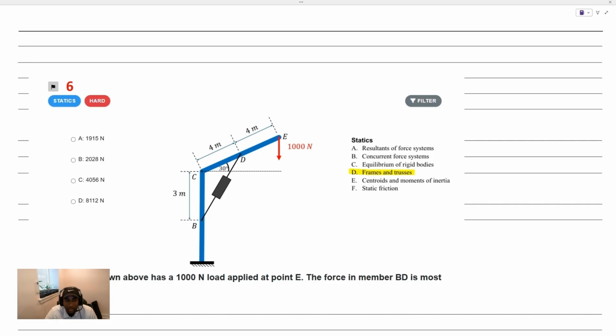We have sum of forces in the horizontal and vertical direction, as well as sum of the moments about the z-axis. So that's 3 equations, and we already have so many unknowns. That's not going to work.